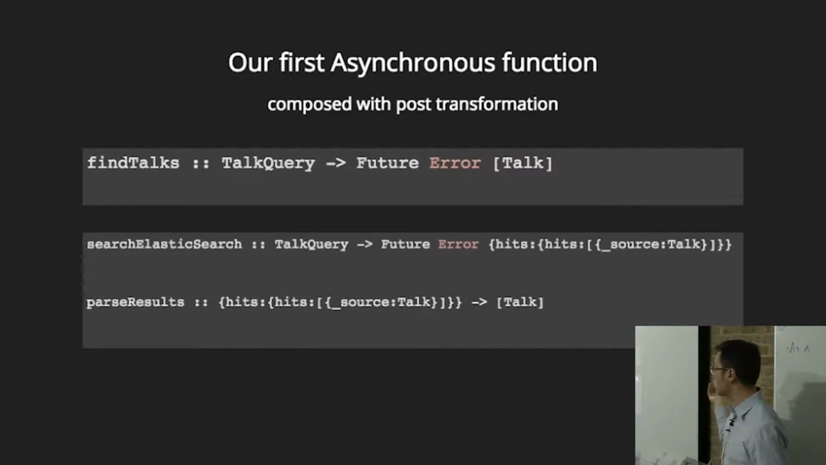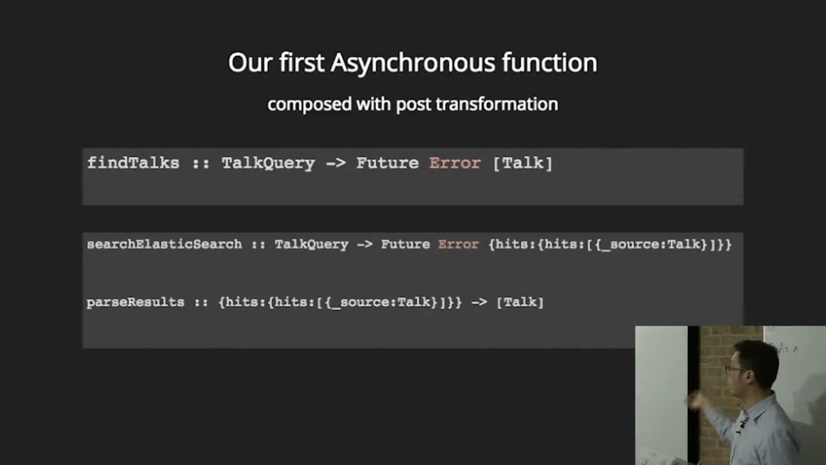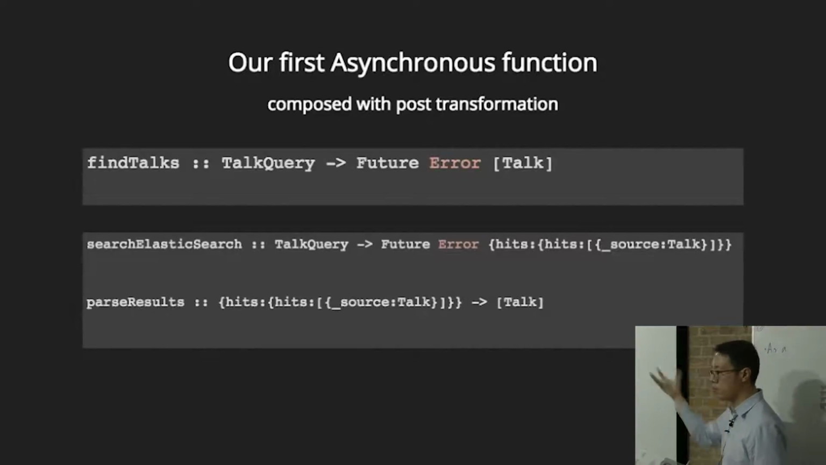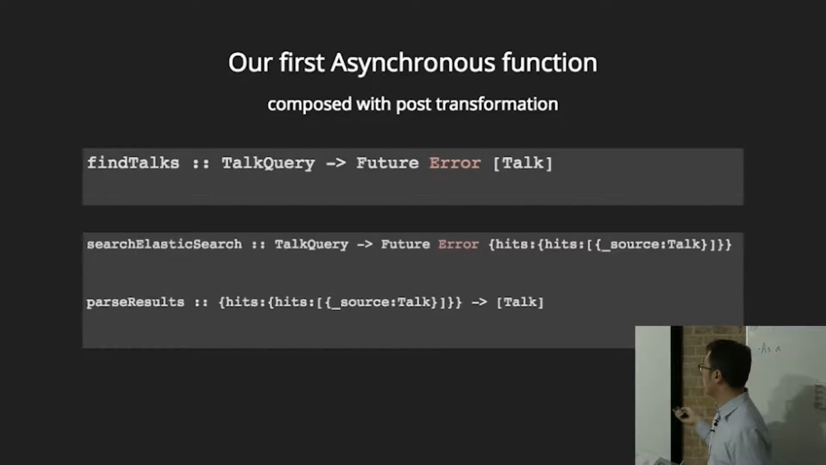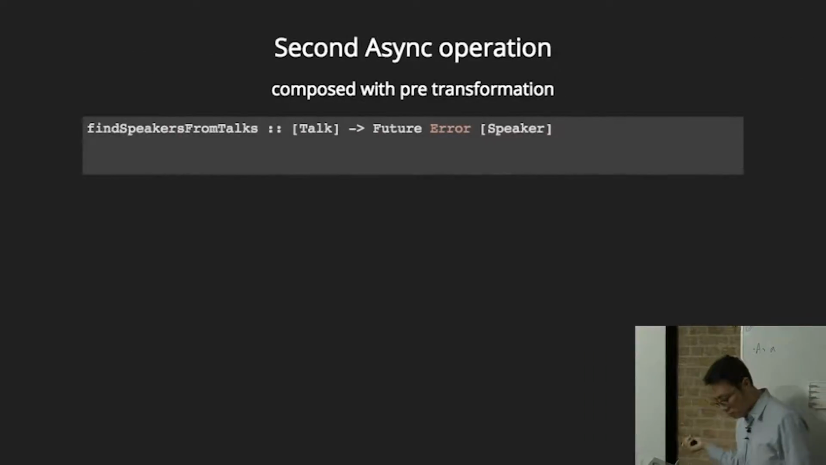So here we have parse results. It would take the resolution of that future, take that object, and then extract out the talk values. So we need to pluck all these values out of this object. We're going to end up having to compose all this and join it together at the end, but I'll show you in the code when we do that.